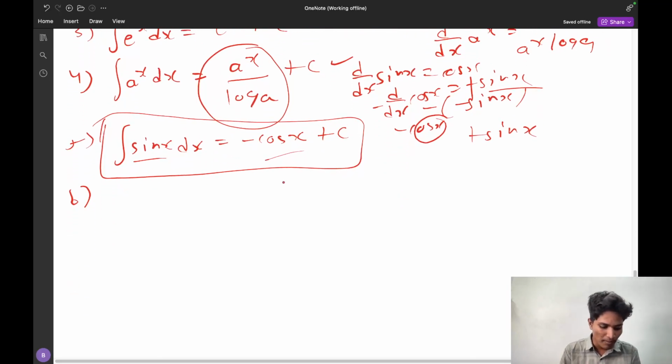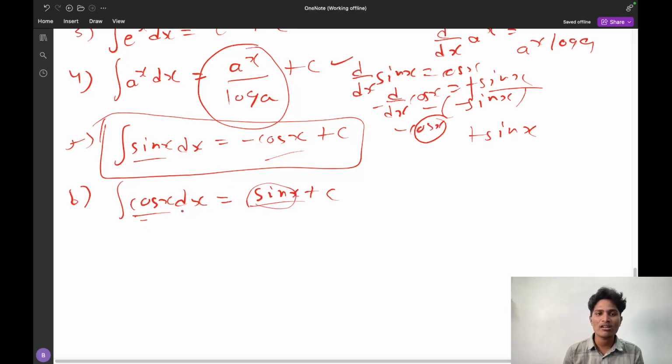And next, the sixth formula. Here integral sin x is completed. Now integral cos x dx. What is integral cos x dx? Integral cos x dx is sin x plus c. Now you already know if I differentiate sin x, I will get cos x. So the integral cos x dx is sin x. Like that you have to think.